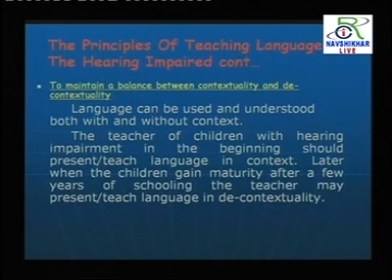So first, to maintain a balance between contextuality and decontextuality: language can be used and understood with and without context. The teacher of children with hearing impairment, in the beginning, should teach language in context. Later, when the child gains maturity after a few years of schooling, the teacher may present teaching language in decontextuality. What is happening, what is around the child, what the child is feeling, what the child can see, that is the context. We cannot talk in abstraction or without a context. So what the child is playing with, what the child is doing, that is the context.